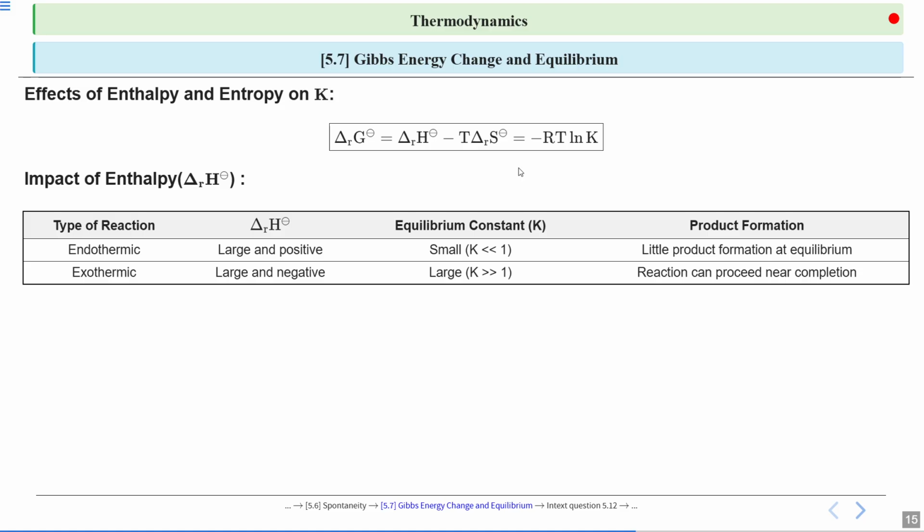Negative will get cancelled out. So you will get a greater RT ln K value. That means your K value will be greater. Now let us try to understand the same with the help of entropy.